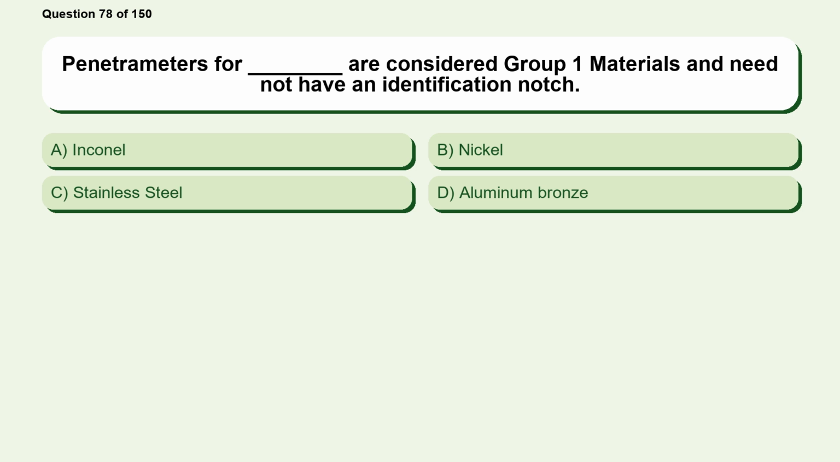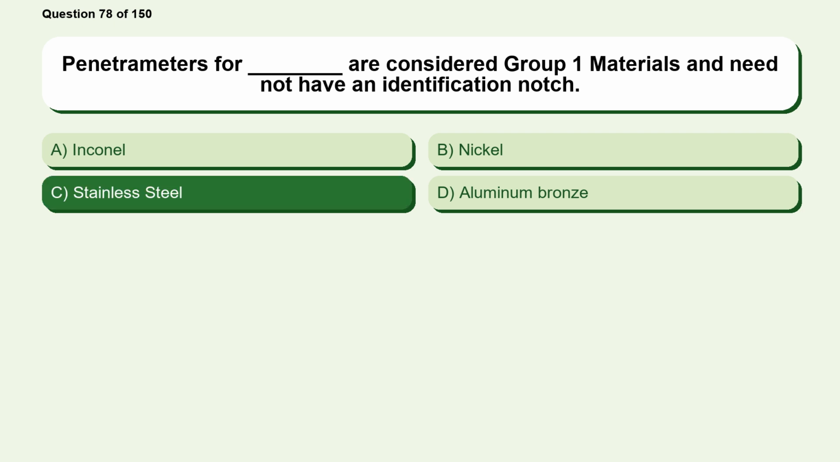Question 78. Penetrometers for blank are considered Group 1 materials and need not have an identification notch. Option A, inconel. Option B, nickel. Option C, stainless steel. Option D, aluminum bronze. The correct answer is Option C, stainless steel.